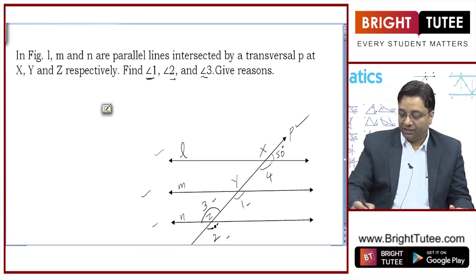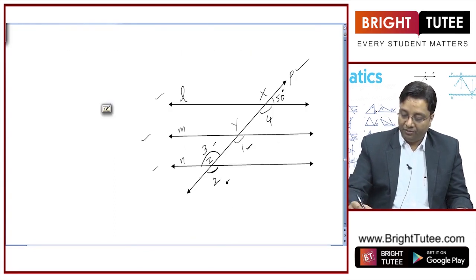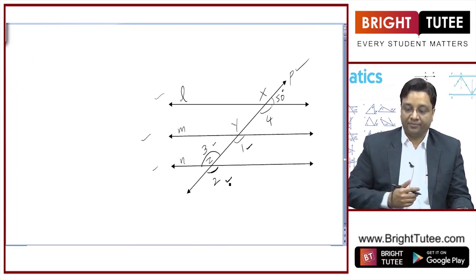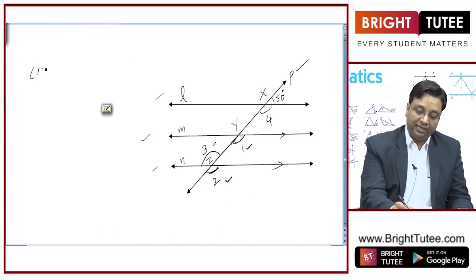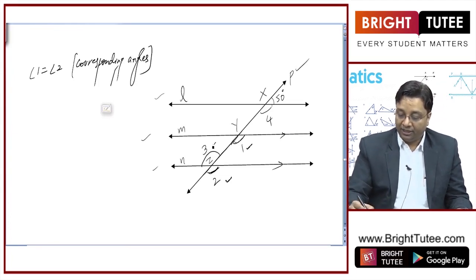Now we should notice certain things. If I find angle 1, angle 2 will be equal to angle 1. Why? Because these two are corresponding angles. These two lines are parallel and this is transversal. So angle 1 and 2 are corresponding angles. So I'll say angle 1 is equal to angle 2 because they are corresponding angles.